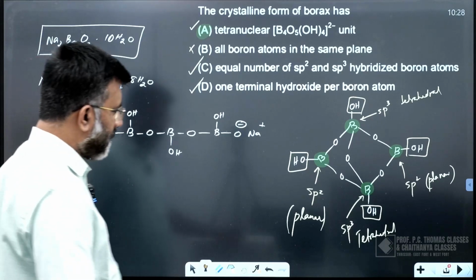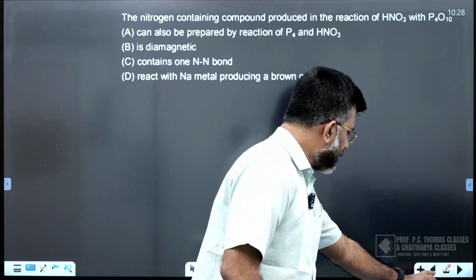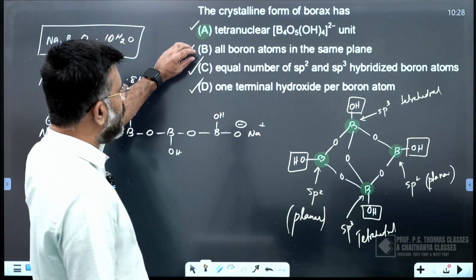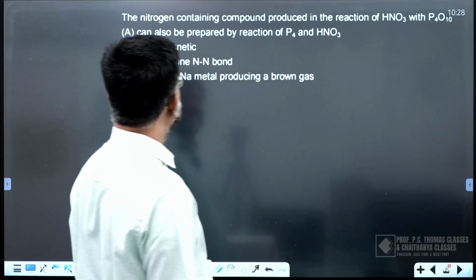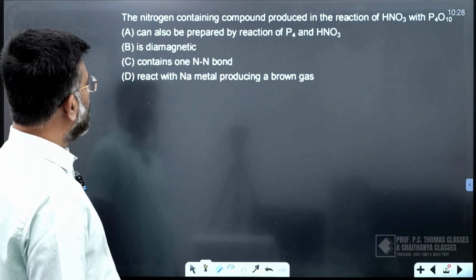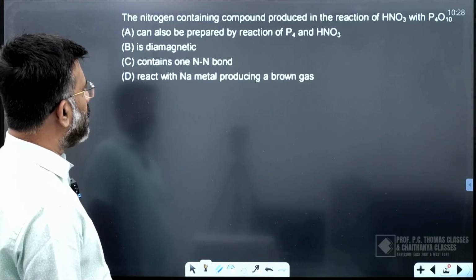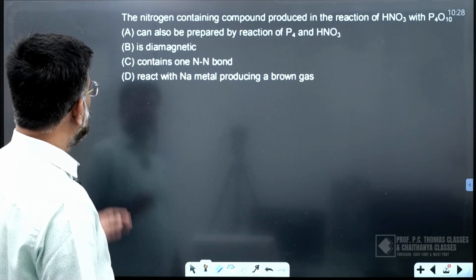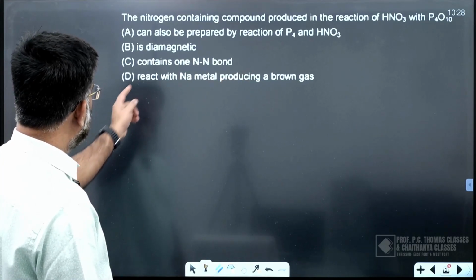Next question. So the answer for the question: except B, all are correct answers. Next. The nitrogen containing compound produced in the reaction of nitric acid with P4O10 can also be prepared by the reaction of P4 and nitric acid; it is diamagnetic.